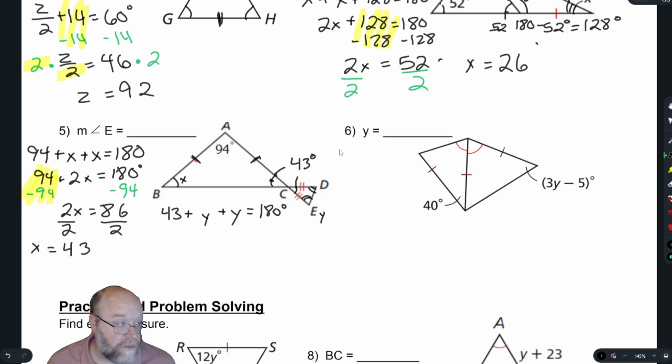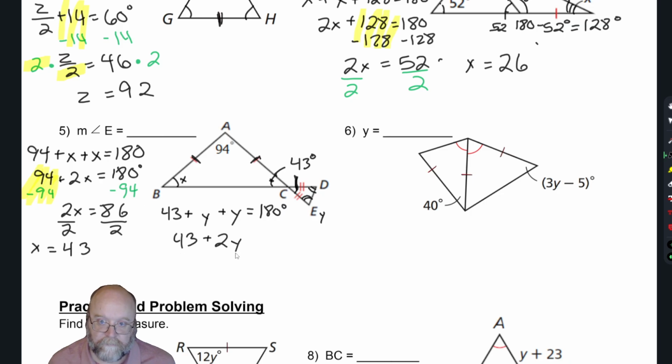The answer is, I'm in this little tiny baby CDE triangle over here now. I know this angle is 43 degrees because of the vertical angle theorem. And it's the same thing I did over here. I had an x and an x. Now I'm just using y and y. Okay. So 43 plus 2y. Man, I love triangles.